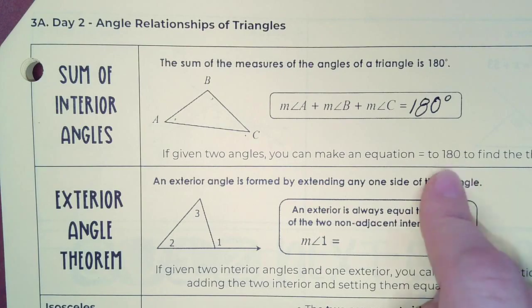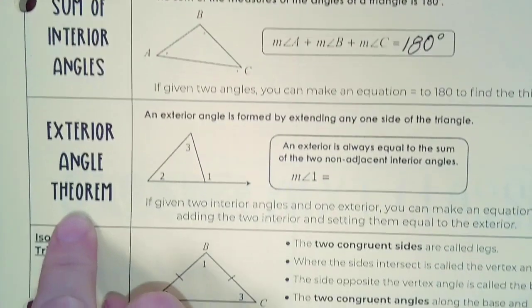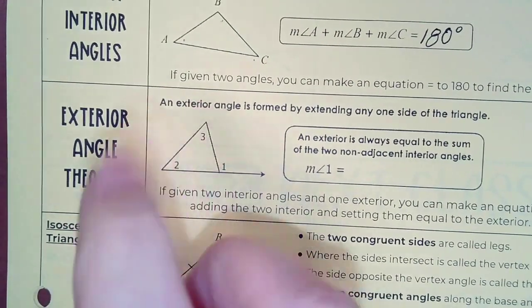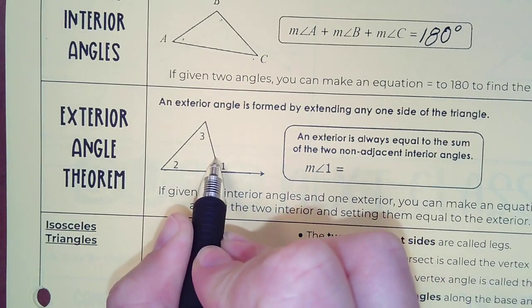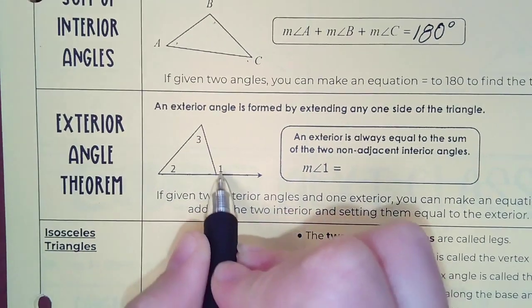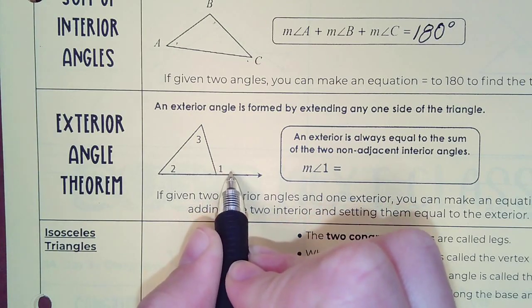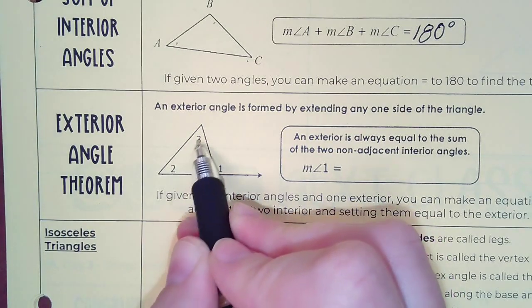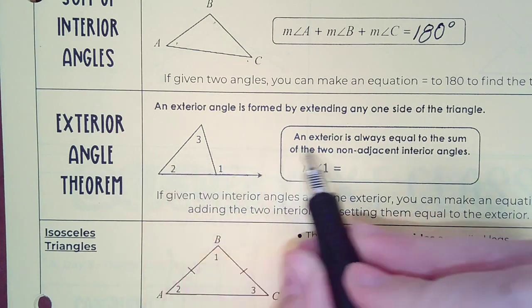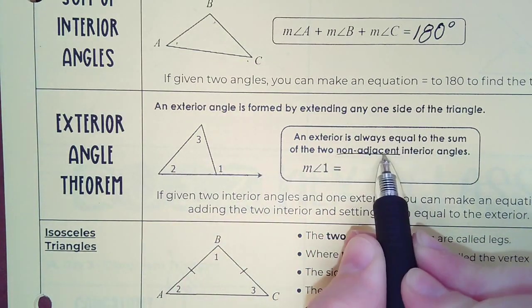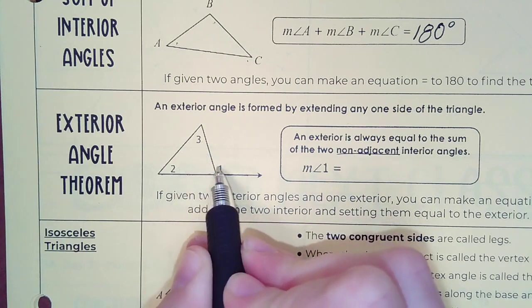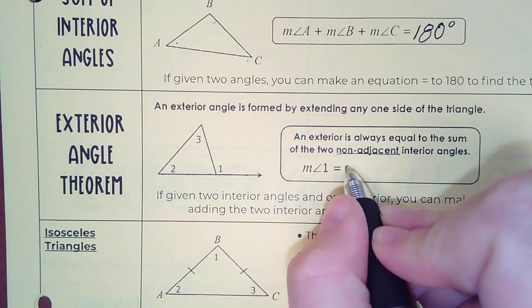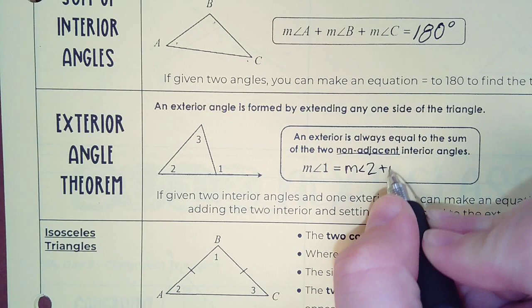to 180. Exterior angle theorem, meaning if I have a triangle and I extended one of the lines, then I have this angle outside being created. This angle outside is equal to the sum of the opposite 2 on the inside. So the 2 non-adjacent, adjacent meaning next to, so the 2 angles that are not right next to angle 1. So measurement of angle 2 plus measurement of angle 3.